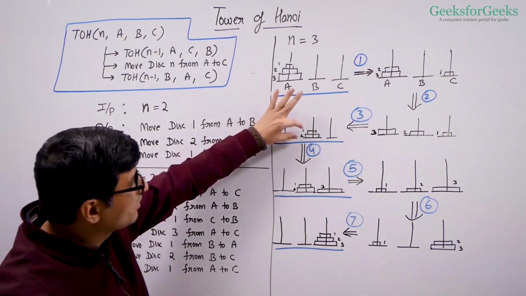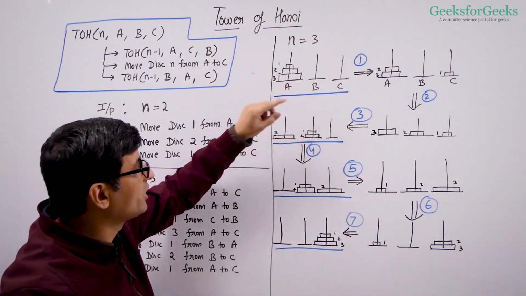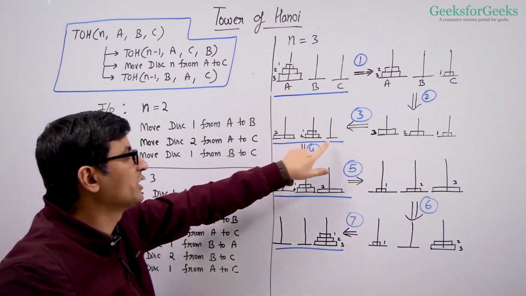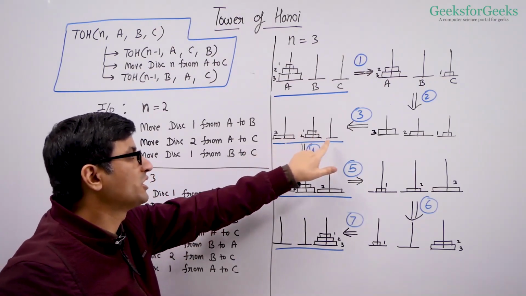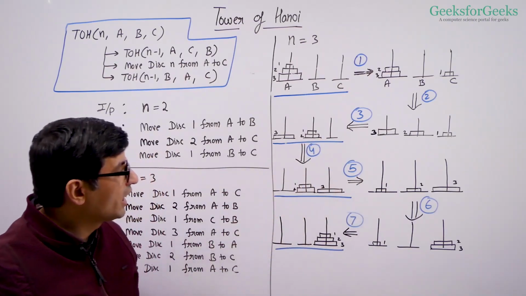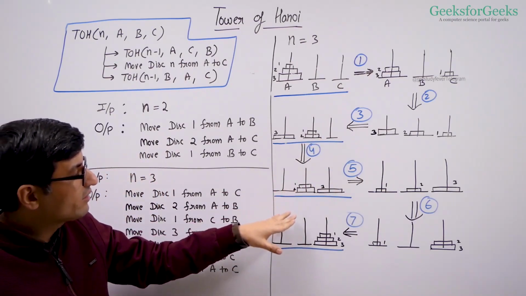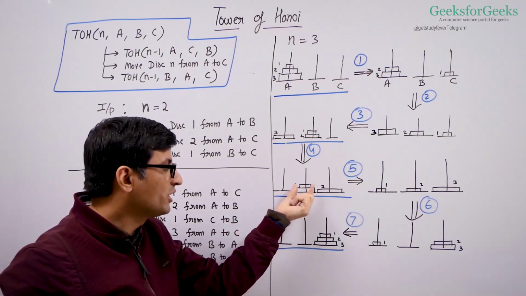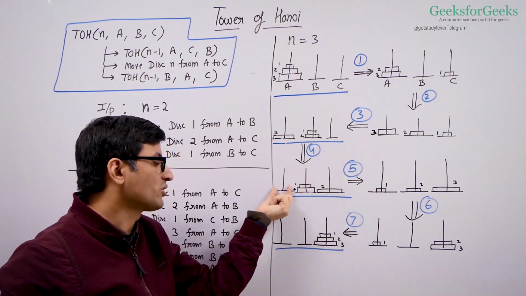Once these 2 disks are moved from here to here, we move the nth disk or bottom disk from here to here. We move it from A to C. That's a simple step. Move one disk from here to here. Now, we again recursively move these n-1 disks from here to here using this as an auxiliary.